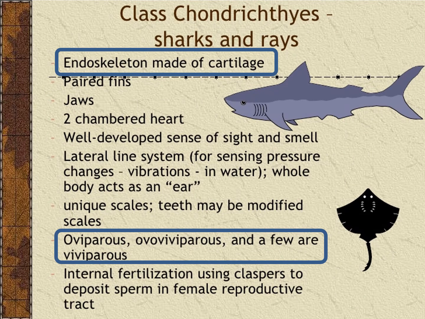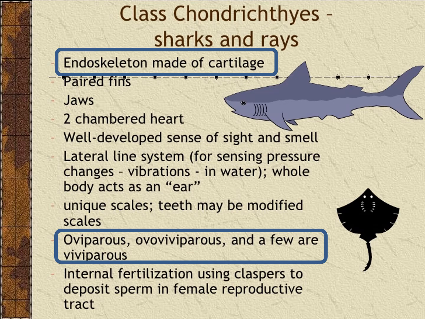All right, the next class is Chondrichthyes. Now these are going to be your sharks and rays. Okay, they have an endoskeleton as well, but their endoskeleton is not hard calcium bone like the other fish or like us. They're made of cartilage, so their entire skeleton is that flexible material like is in your ears and in your nose. They had paired fins.